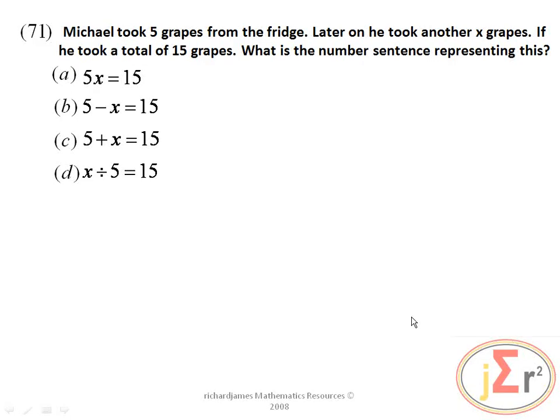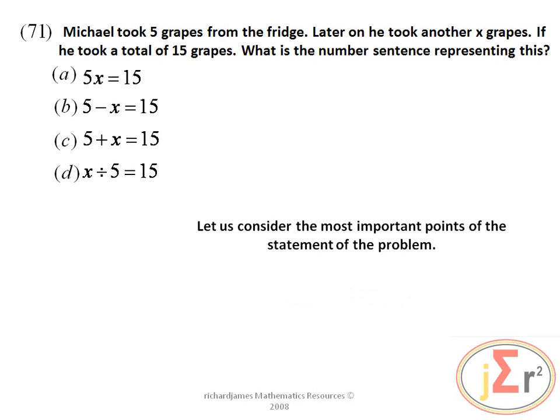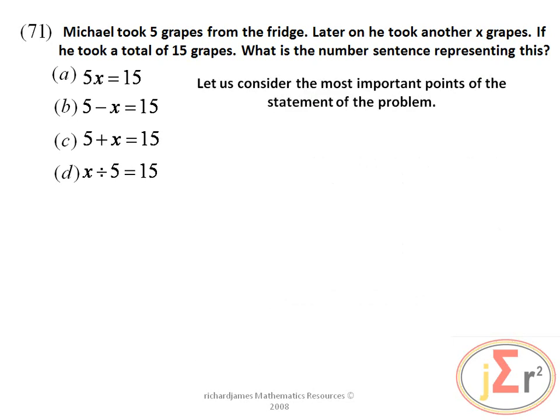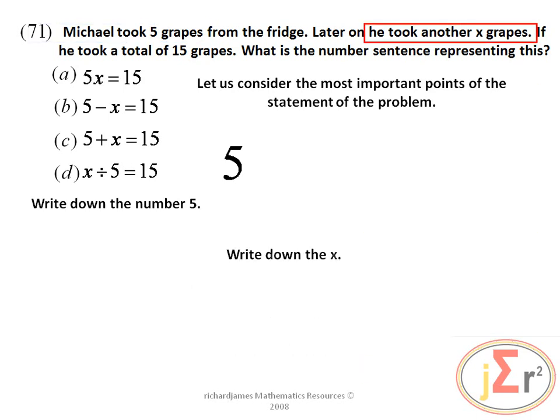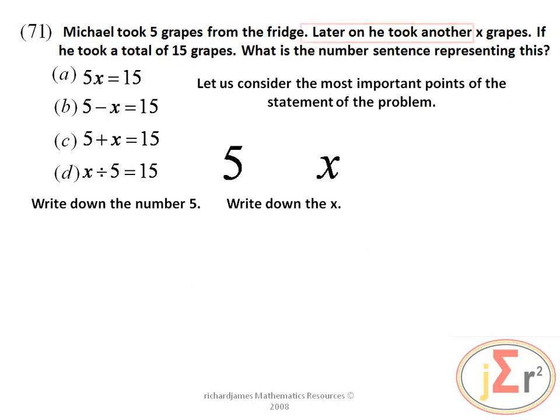He took 5 grapes from the fridge. Later on, he took another X grapes. If he took a total of 15 grapes, what is the number sentence representing this? Let us consider the most important points of the statement of the problem. So he took 5 grapes, so write down 5. And what else? He took another X grapes, so write down X. He took a total of 15 grapes, so write 15 down also.